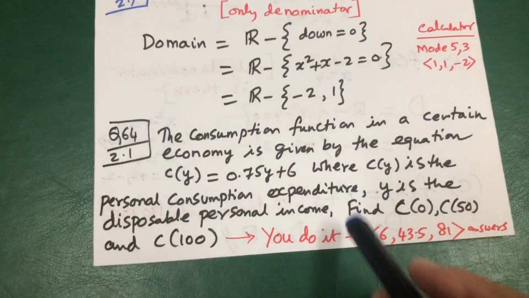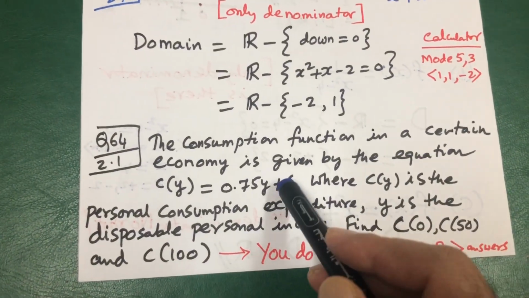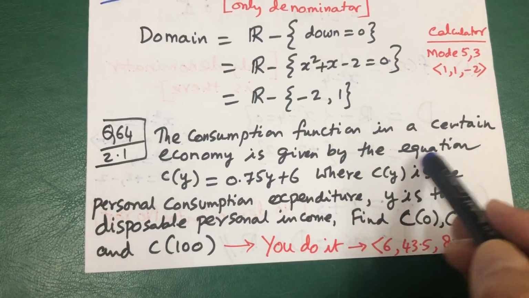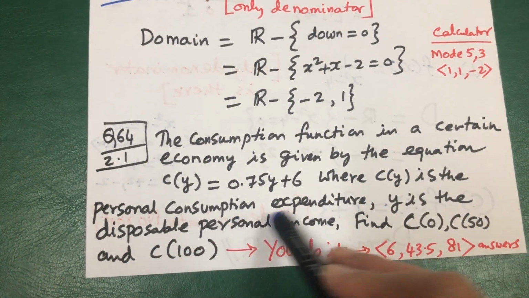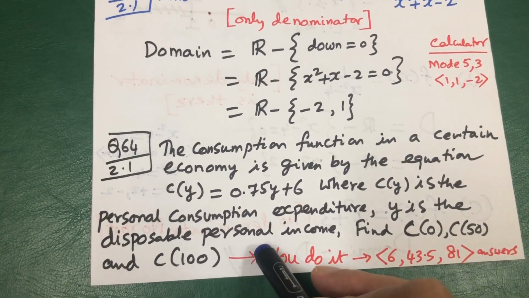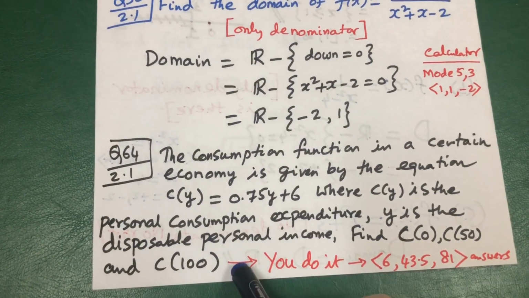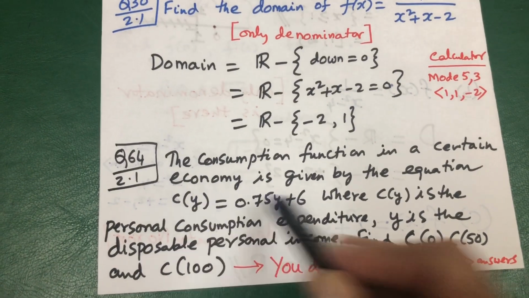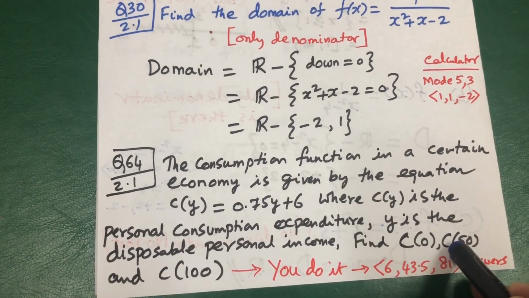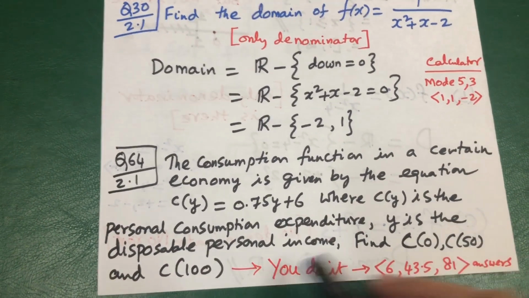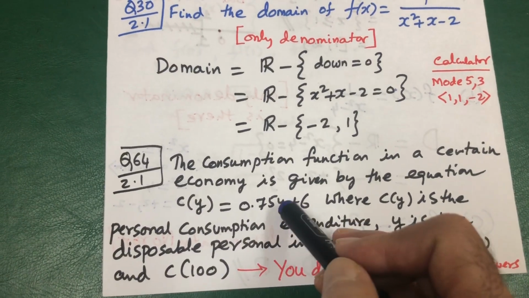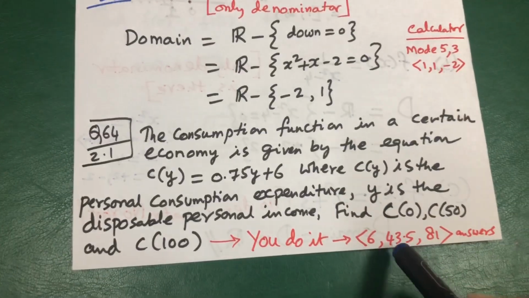Remove that. So here is another function, the consumption function of an economy is given by the equation C(Y) is equal to this, where C(Y) is the personal consumption, where Y is the disposable personal income. Find C0, C50, C100. C0 means replace Y with 0, C50 means replace Y with 50, C100 means replace Y with 100, and you do it.